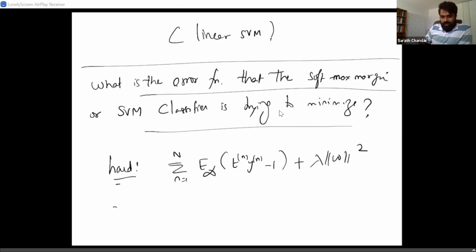Now the question is, what is the error function that the soft max margin classifier or SVM is trying to minimize? I would leave that as a thinking exercise, and probably we will discuss that in the next lecture. Okay, so I would like to stop here so that we have time for discussing our feedback. So let me stop the recording.